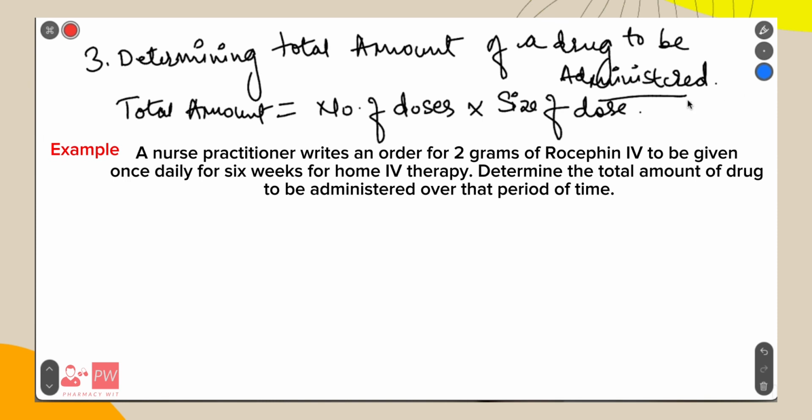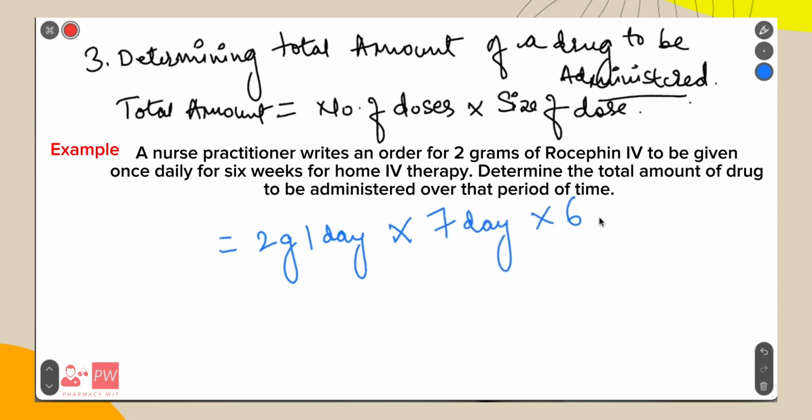First you have to write down the total amount formula: total amount is equal to number of doses multiplied by size of dose. What is given in the question? We have 2 grams of drug given to the patient per day, one time in a day, for 6 weeks. For 1 week we have 7 days. So you have to multiply by 7 days and it is for 6 weeks. So it will be 84 grams of drug that is given to the patient during the course of treatment.